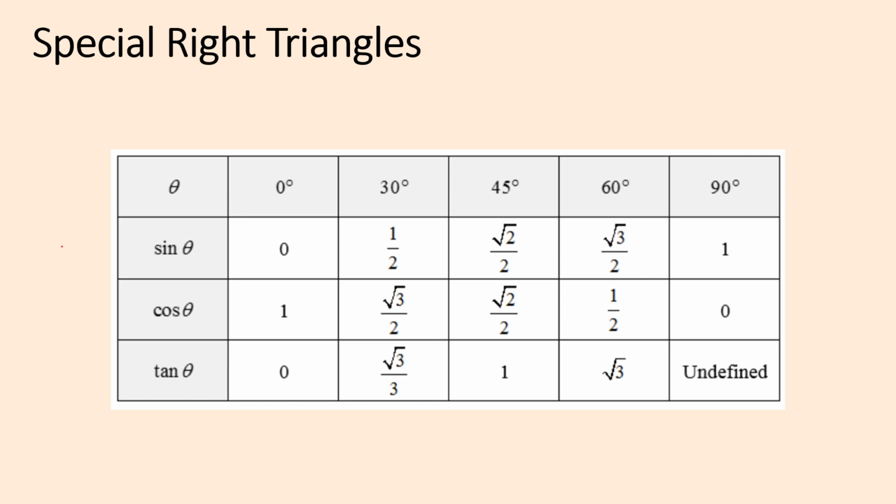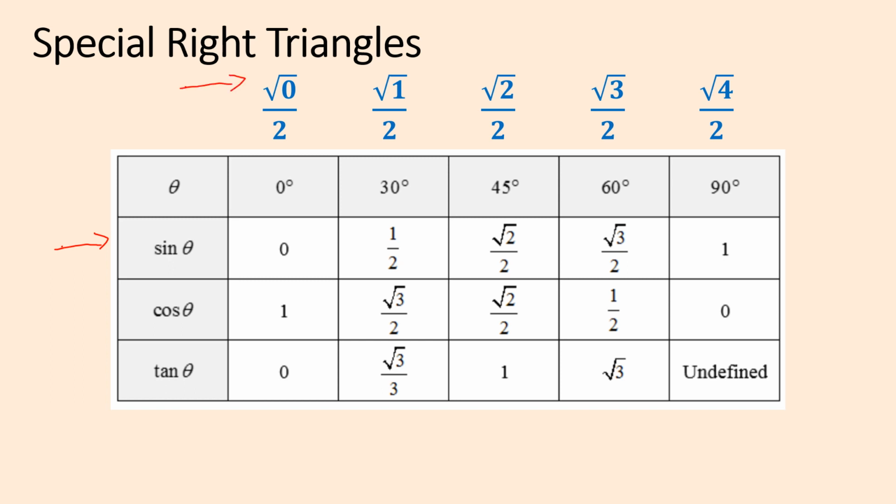So let's start off by looking at the sine here. This is just increasing by radicals over 2. So radical 0 over 2 equals 0. Radical 1 over 2 equals 1/2. This we can't simplify, so it's just going to stay as radical 2 over 2. Radical 3 over 2, and then radical 4 over 2 would equal 2 over 2, which is 1. So as we go through those special angles, we can follow that pattern to fill out this table.